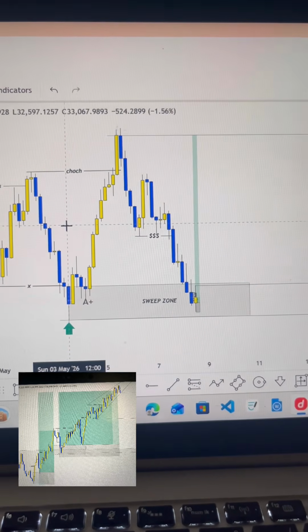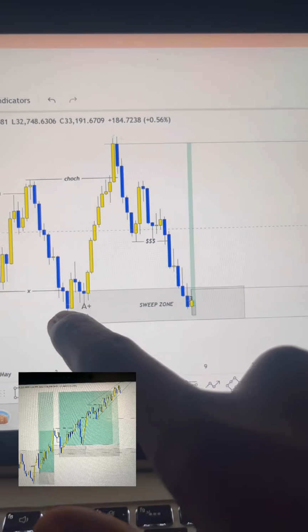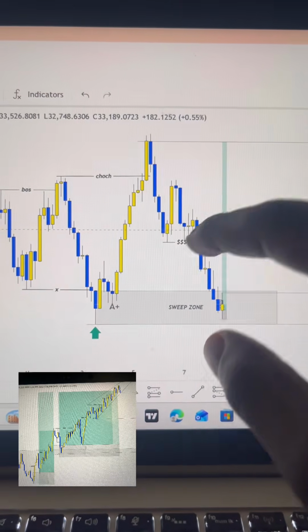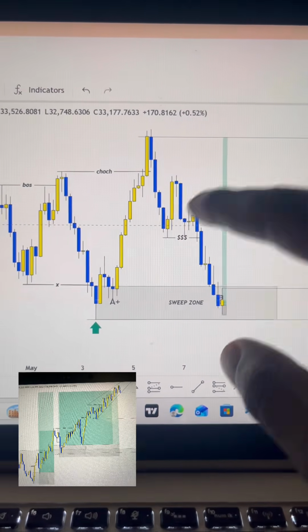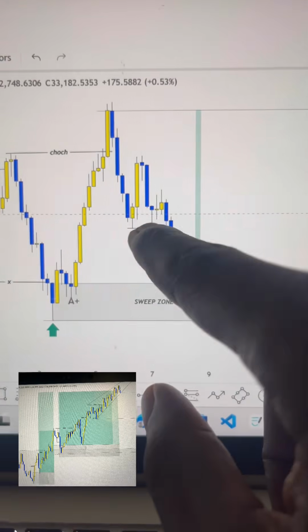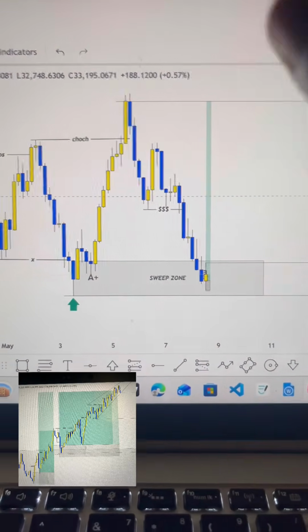low at my sweep zone. This zone becomes my protected zone at my sweep zone. And when we were coming back, we needed a liquidity for the trade to continue. Look at the market giving us equal high liquidity right here, which is very valid.